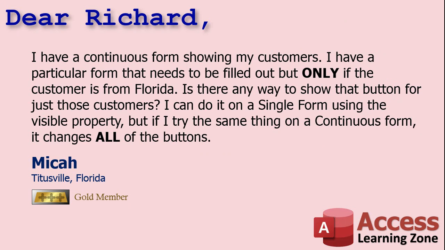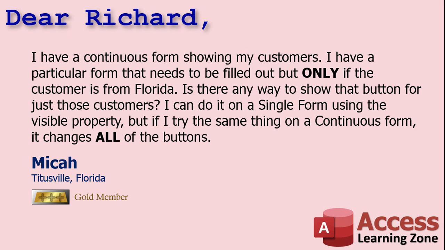Today's question comes from Micah in Titusville, Florida, one of my gold members. Micah says, I have a continuous form showing my customers. I have a particular form that needs to be filled out, but only if the customer is from Florida. Is there a way to show that button for just those customers? I can do it in a single form using the visible property, but if I try the same thing on a continuous form, it changes all of the buttons.